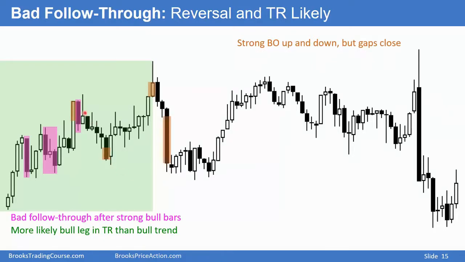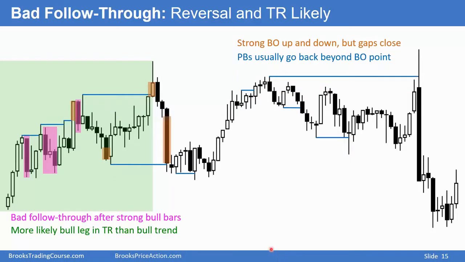Strong breakouts up and down, but the gaps soon close. This closed below the low of that bar and below the low of these bars, but look what happened. It closed. Strong breakout far below the low of that bar. The close is far below that bar. Gaps with all of these lows. Yet, look what happened in the next few bars. Every one of the gaps closed. Strong breakouts, creating gaps, but the gaps close.